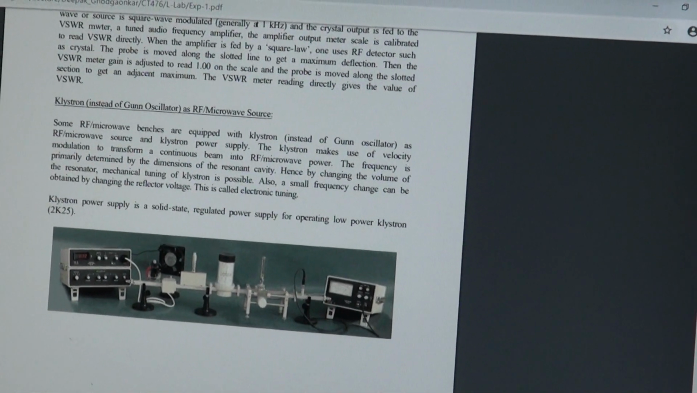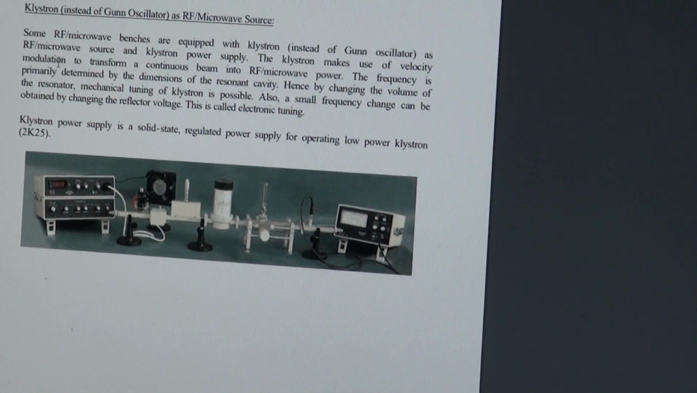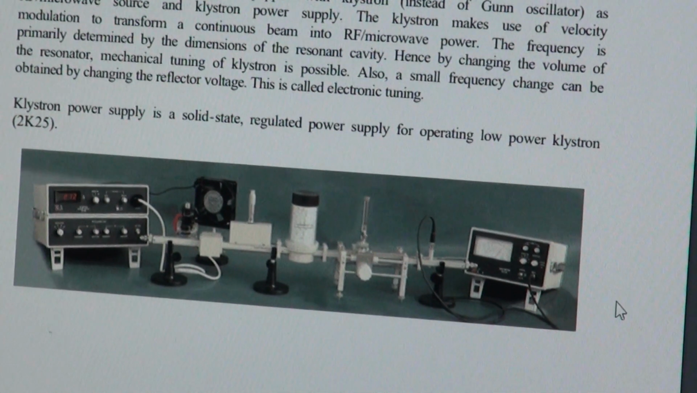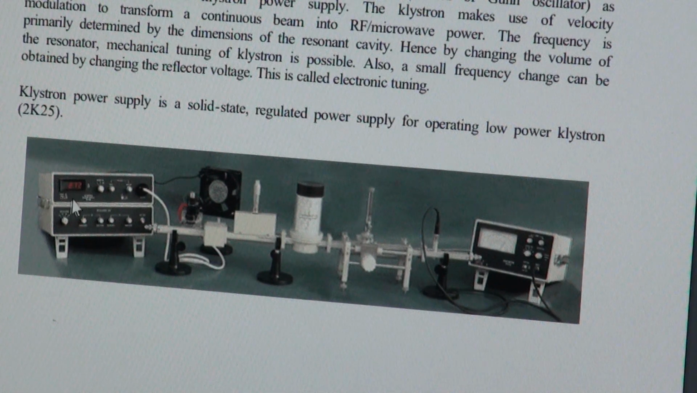And the last one is the RF and microwave test bench using the Gunn power supply. This is the actual hardware figure of the test bench that includes the Gunn power supply, Gunn oscillator, isolator, variable attenuator, frequency meter, slotted section line, detector mount, and this one is the VSWR meter. This is the analog meter.